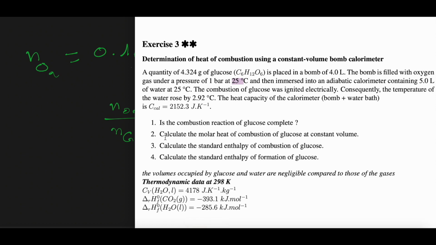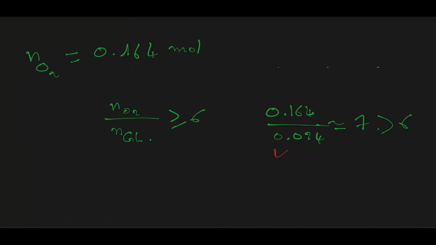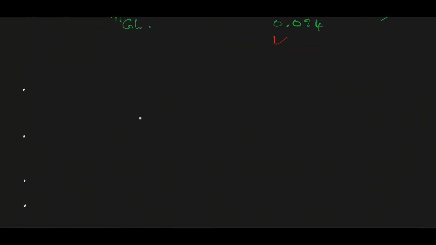Now, the second question, we will calculate the molar heat of combustion of glucose at constant volume. Here, the molar heat of combustion, it means that the heat that is released from the combustion of this mass of glucose. And because the calorimeter is an isolated system, so the heat that will be released from the combustion of the glucose will be absorbed from the calorimeter and the water bath.